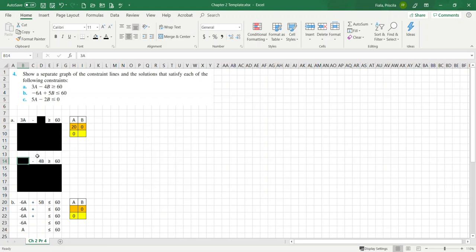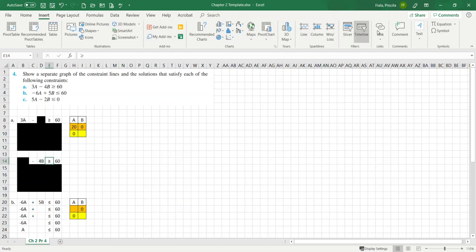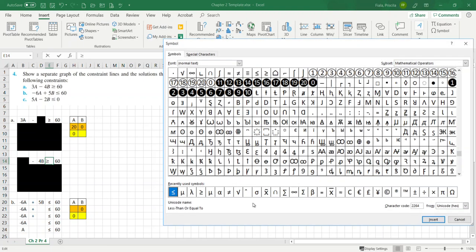So therefore, if you divide both sides by a negative 4, now you're going to have a positive b, and you're going to invert this inequality sign over here.